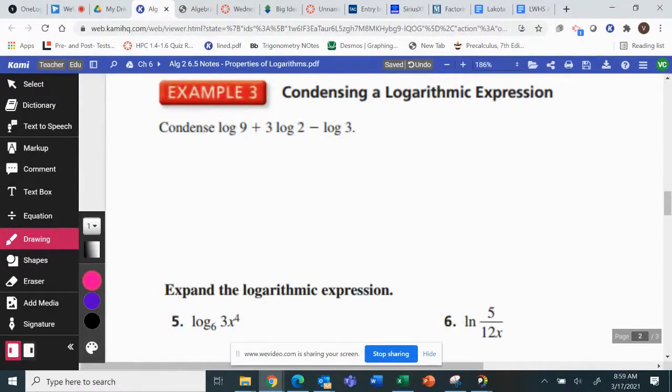So we're going to condense, and I'm going to look at each separate term, and the first thing I look for is going to be the exponents. Are there any terms that have a number in front that I could move to the exponent? So I'm going to have log 9 plus log 2 to the third minus log 3.